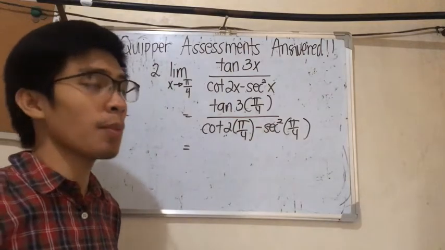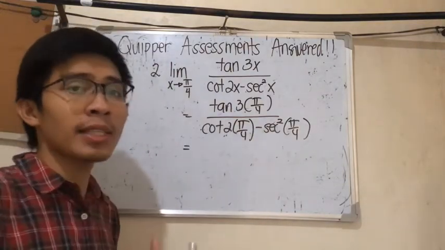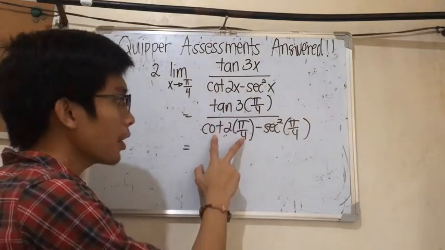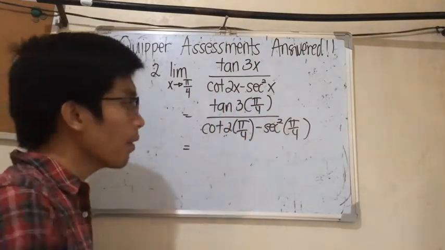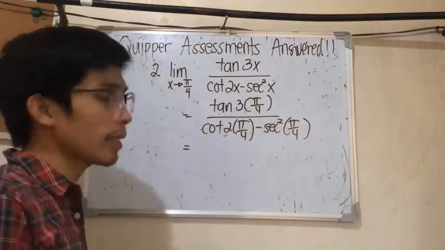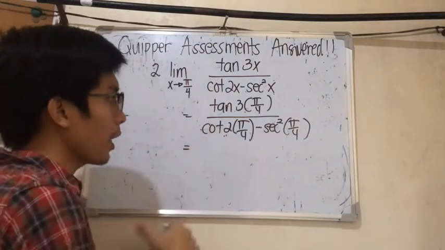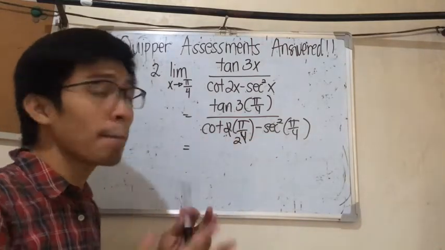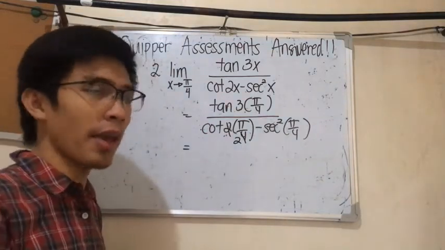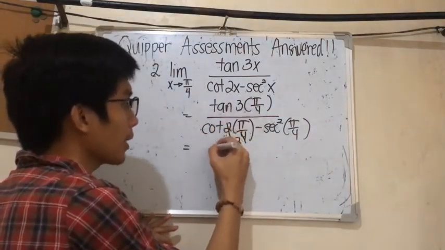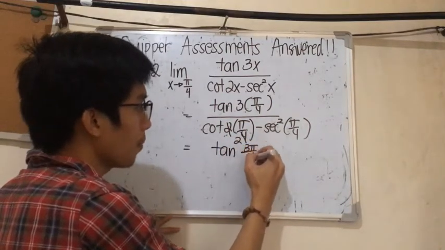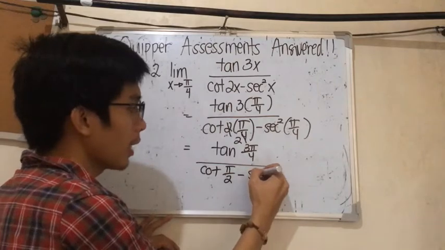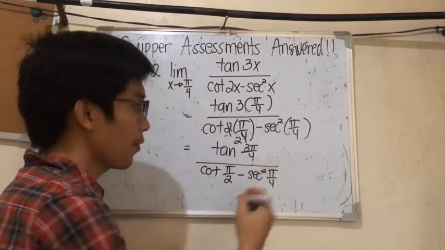After you use the direct substitution method, you check if your problem has something to simplify. In this problem, there's nothing to simplify in this part, but in this part, there is something to simplify. We can find its simplest form. We can divide 4 by 2, and that is 2. Therefore, for your cotangent, it will become pi over 2. So now, let's continue answering this one. That is tangent 3 pi over 4 all over cotangent pi over 2 minus secant squared pi over 4.